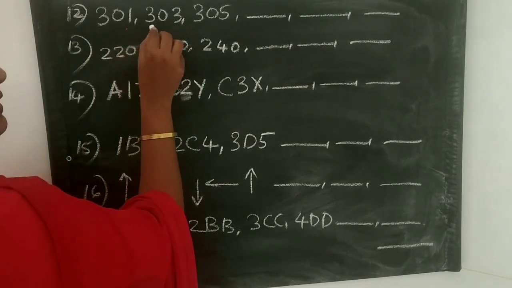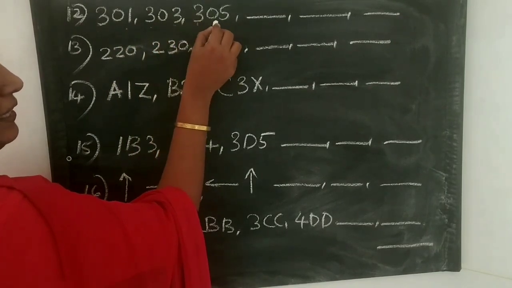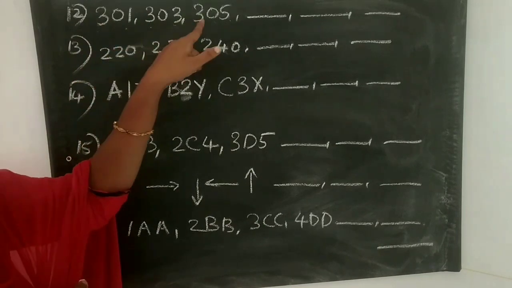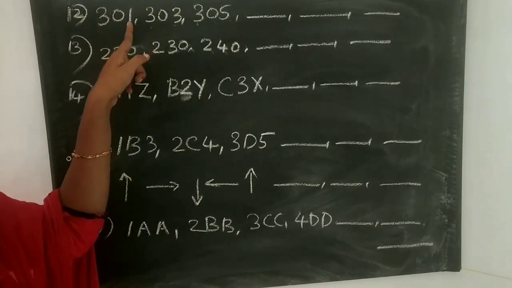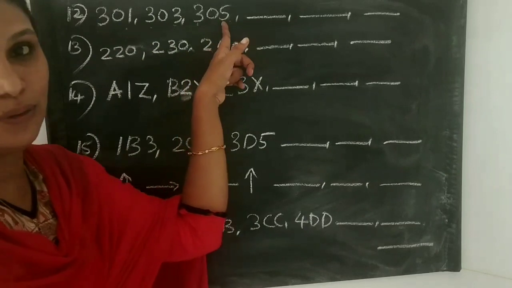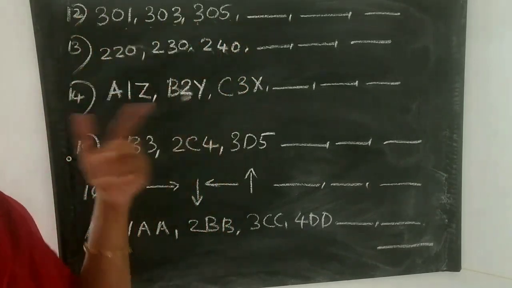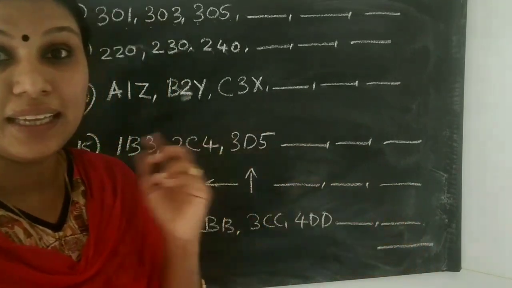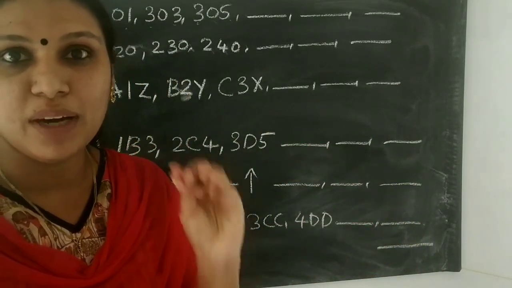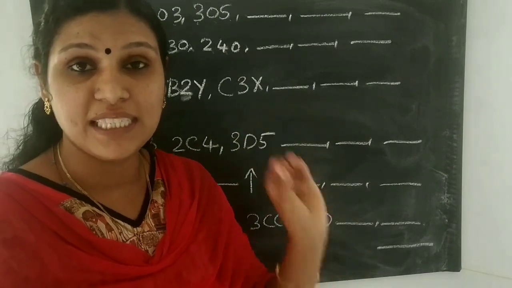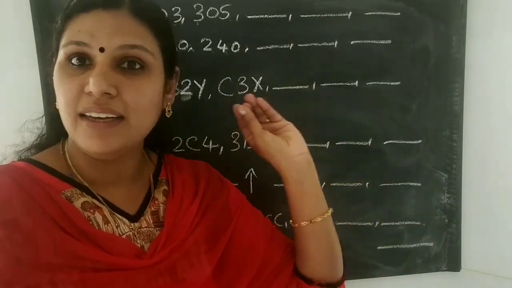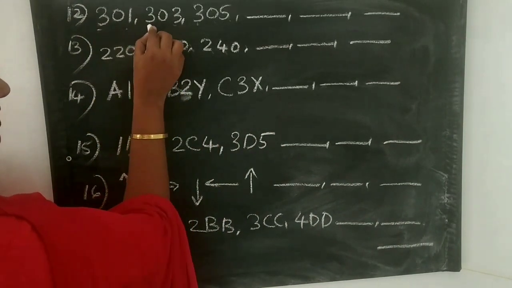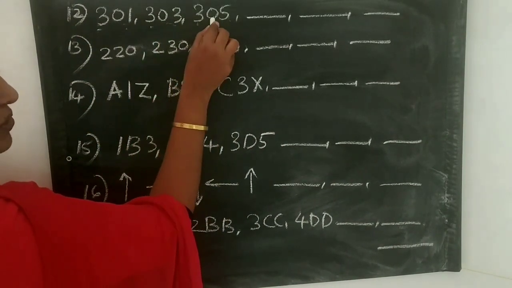Now, the 12th question is, see children, here 301, 303, 305. Here 3 has no change and here 1, 3, 5. The next is 7. The next is 9. That is, it is an odd number. 1, 3, 5, 7, 9, 11. That is an odd number. So here there is no change. 3 and 0 also have no change.